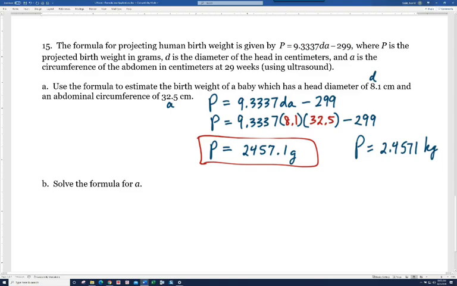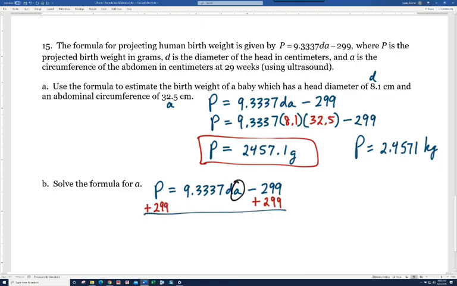All right, so in part B, we're going to take our formula and solve it for A. Again, we're going to rearrange the formula so that it's solved for A. So basically, I've got to get this A by itself. I've got a lot of work to do. So actually, not too much. First of all, I want to get rid of that other term. So let's get rid of that minus 299 by adding 299 to both sides. We have to keep this term if we're going to solve for A, so we're getting rid of the other one.